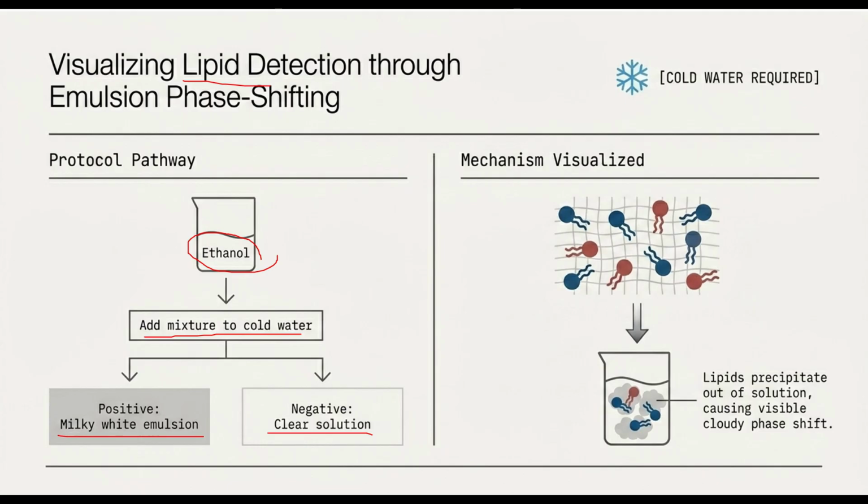The cloudy appearance happens because lipids separate out from the solution. So if there are no lipids, there won't be any color change. Lipids precipitate out of the solution, causing a visible cloudy phase shift. This is how it will be visible if there are lipids. If not, the solution will remain clear. What we need here is cold, clear water. Okay.